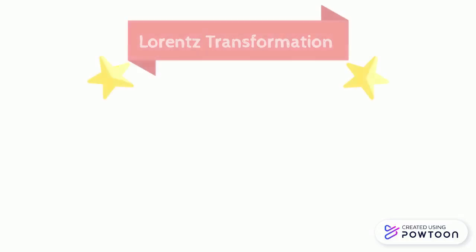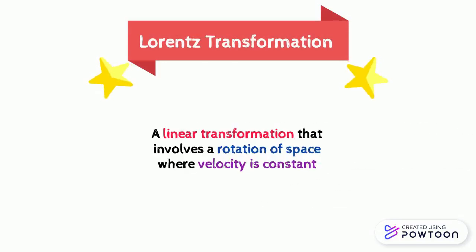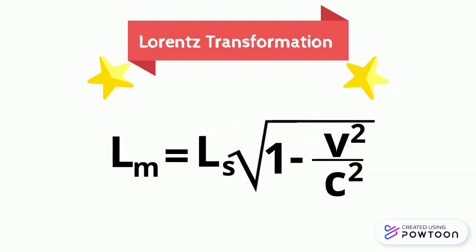You can calculate the contracted length of an object using a Lorentz transformation. This is a linear transformation that involves a rotation of space where velocity is constant. Deriving it into this formula shows the relationship between the speed and length, and it can be used to determine how much an object or displacement appears to be contracted.